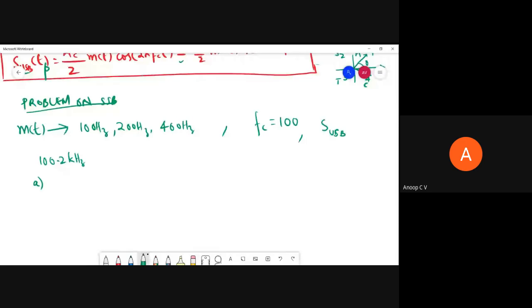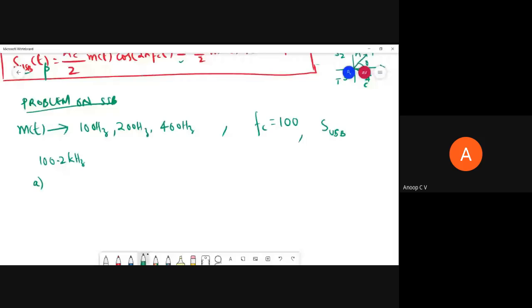Determine the frequency components of the coherent detector output. So that is the first part, and the second part will be your assignment.